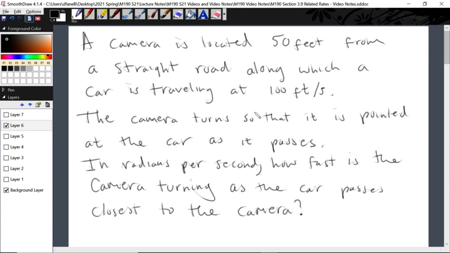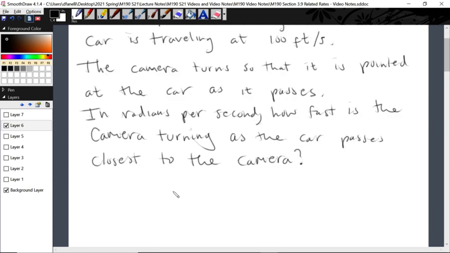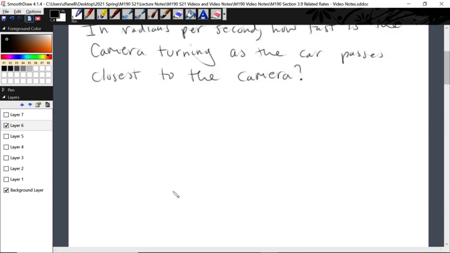Let's start out with a diagram and then put this diagram in motion. We have a camera that is 50 feet away from a straight road, and a car is traveling along this road. The camera is tracking the car, watching it as it goes by. We're interested in the moment that the car is closest to the camera. I'll put the camera out here, and the road moving north-south, for instance. Here's our road.